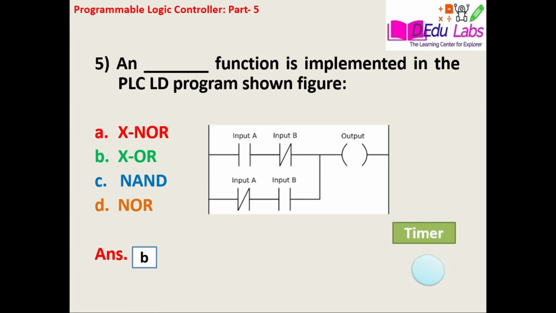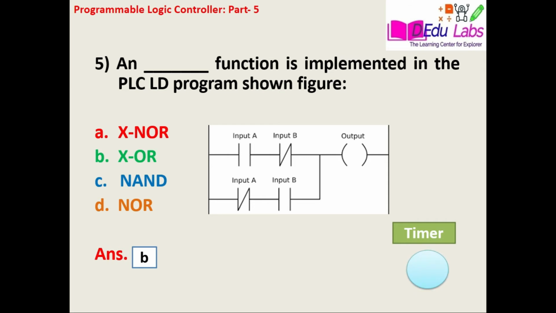Here the answer is option number B, that is, exclusive OR. See, in this figure, input A, a normally open switch, is connected in series with the normally closed contact of input B. So in this case it represents A into B bar. Similarly, on the parallel side, there is input A with an NC contact, that is A bar, connected in series with input B.